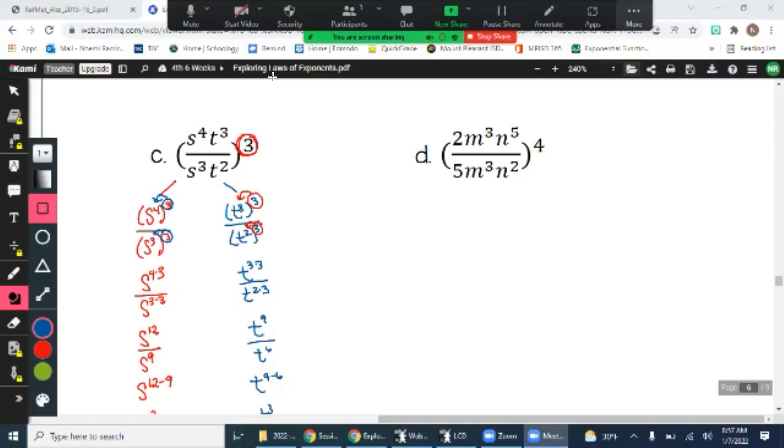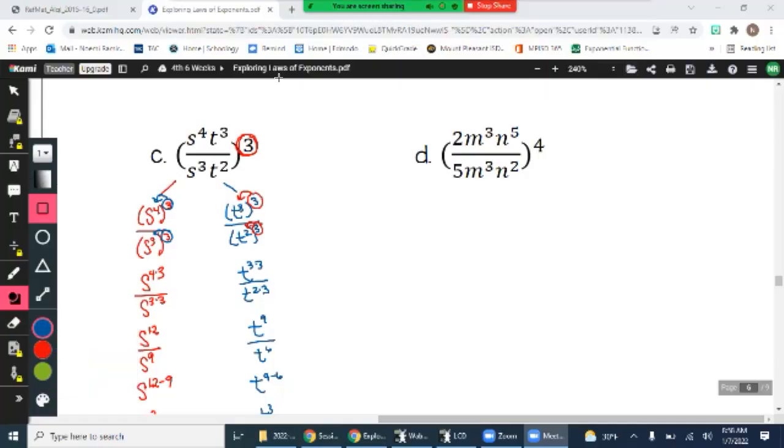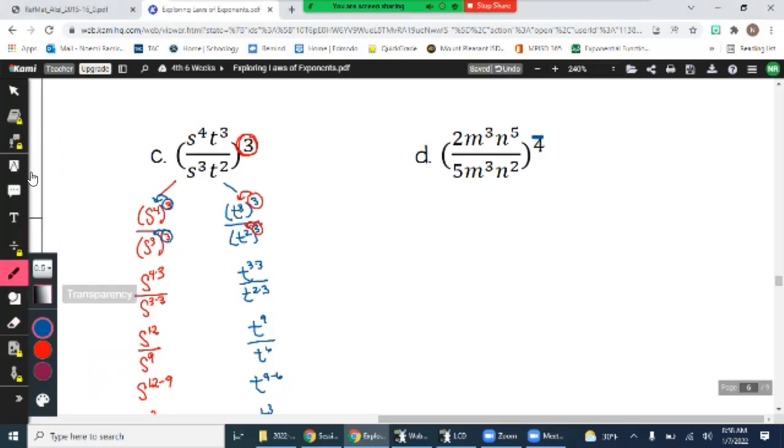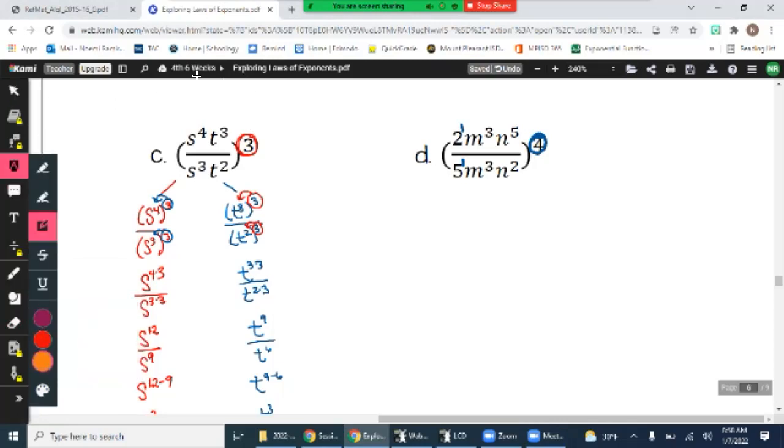All right, last example. Don't forget, you have to circle your exponent on the outside. I think I need to make this thicker though. Exponent on the outside right here. Make sure that every base has an exponent. Now we're going to split this into 3 sections because we have 3 different powers.